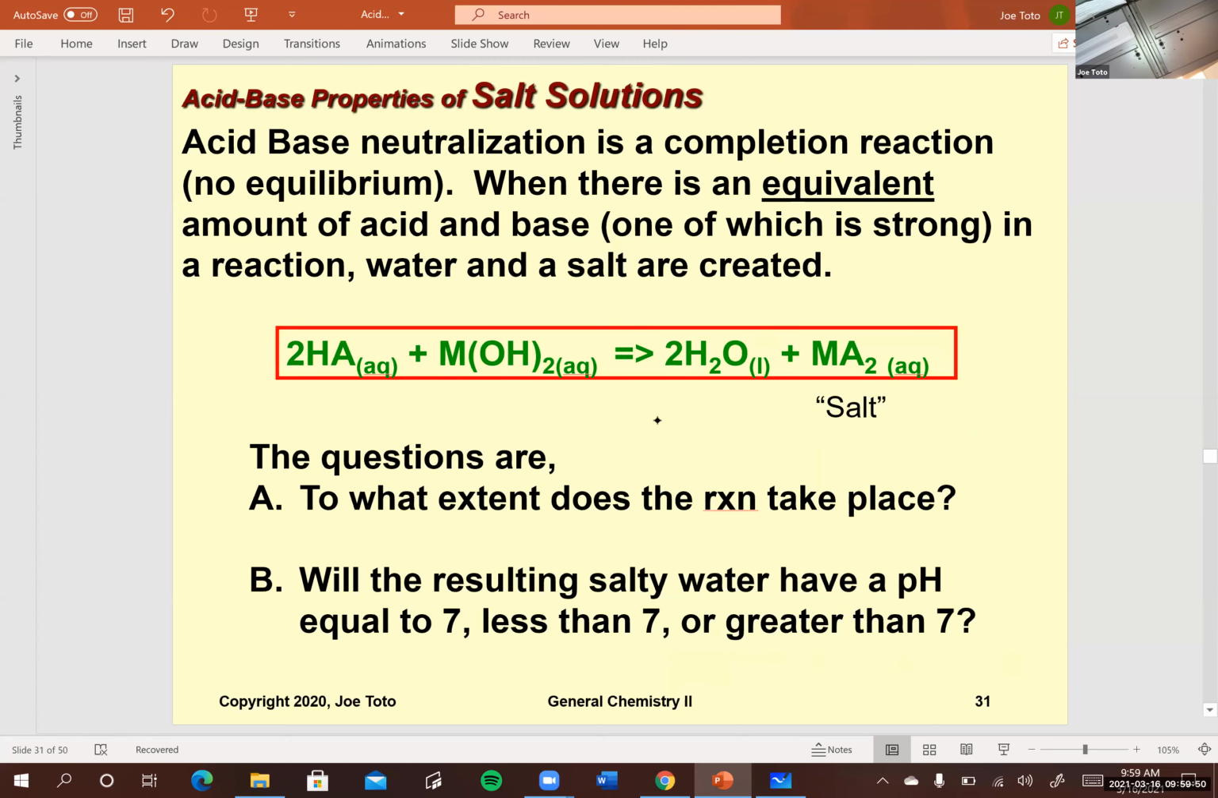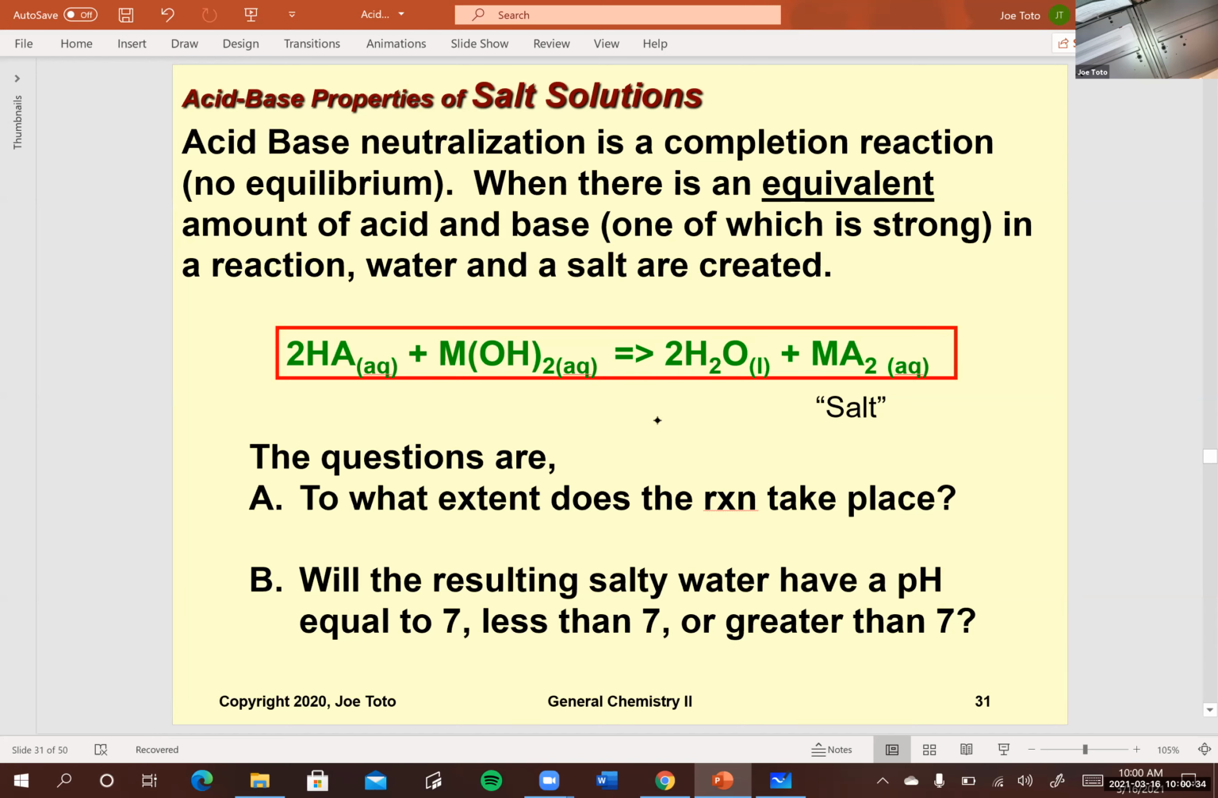And then the last time we were discussing, we left it off here at this slide. I wanted you to think about these two questions. And I added a few things that are not in your notes, because I said, well, this might make it a little clearer, since later on we'll be hammering on this idea. So the questions are, to what extent does the reaction take place, and will the resulting salty water have a pH of less than, greater than, or equal to 7?